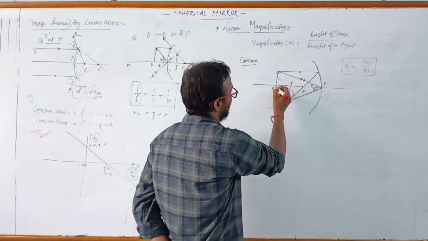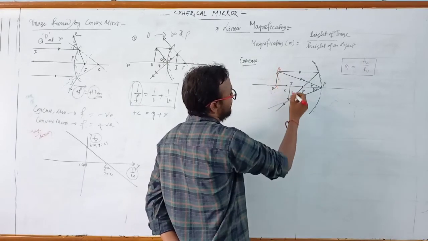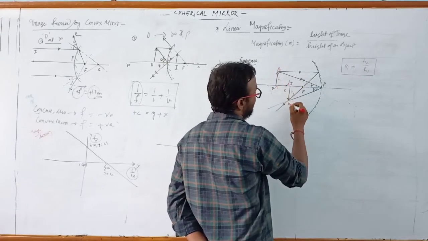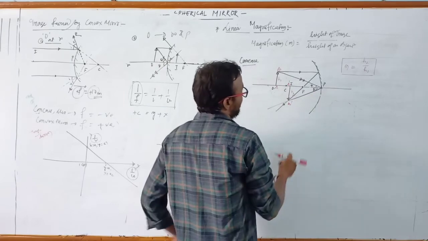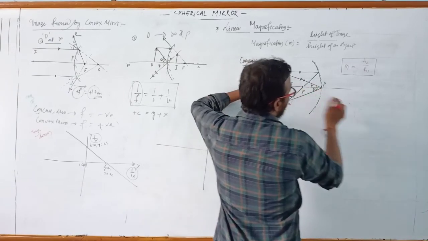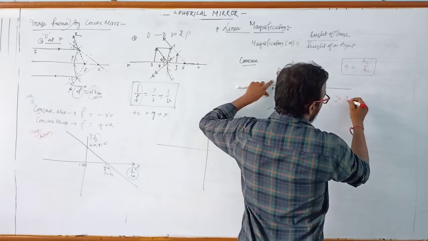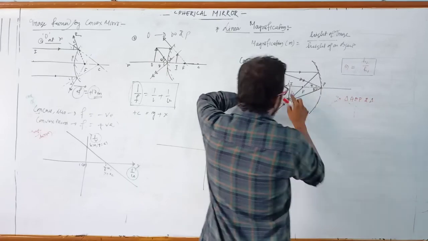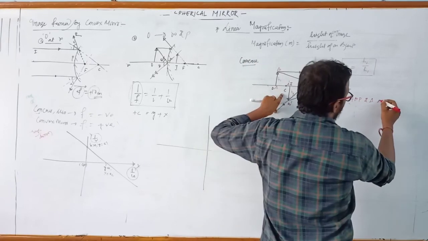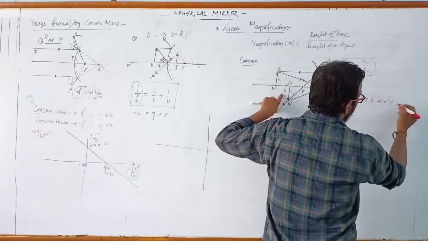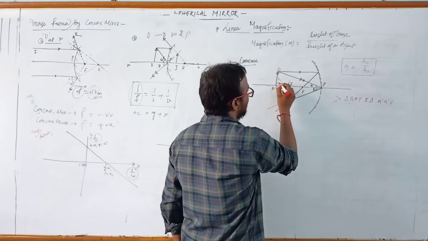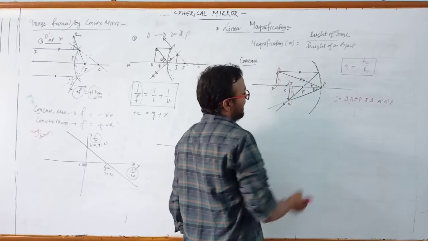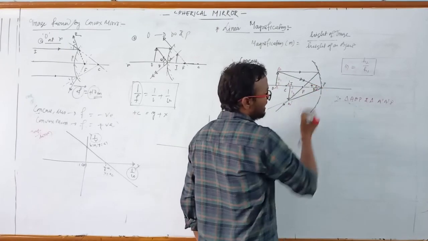But here we have two triangles. Suppose this point A, B is the object, and here A dash B dash is the image, and this point is P. There are two triangles, triangle A B P and triangle A dash B dash P, which are similar triangles. Why? Because this angle is 90 degrees, here this angle is 90 degrees, and this angle is theta, this angle is theta.